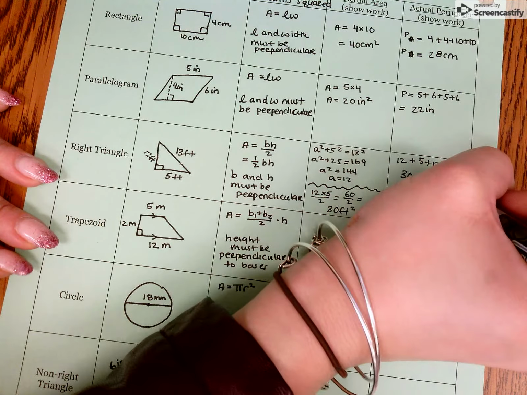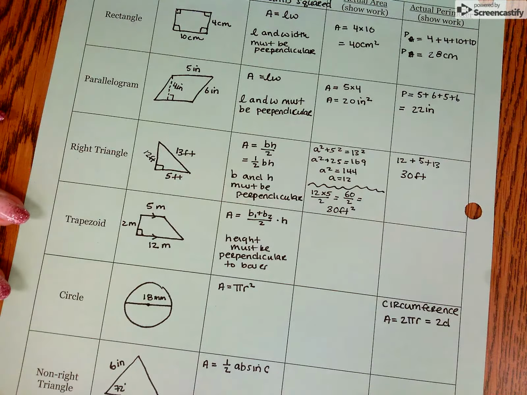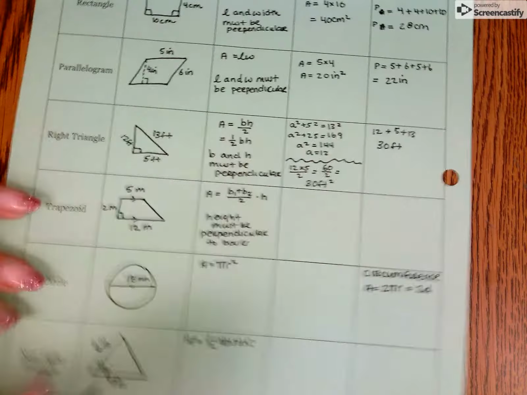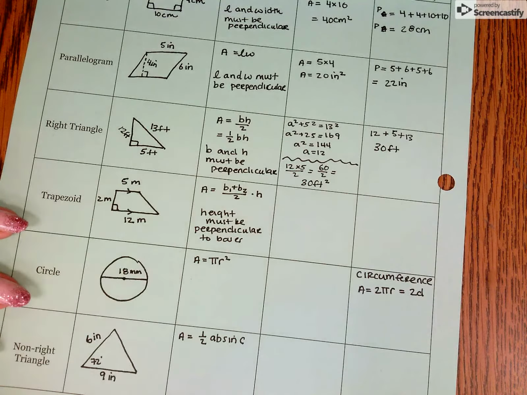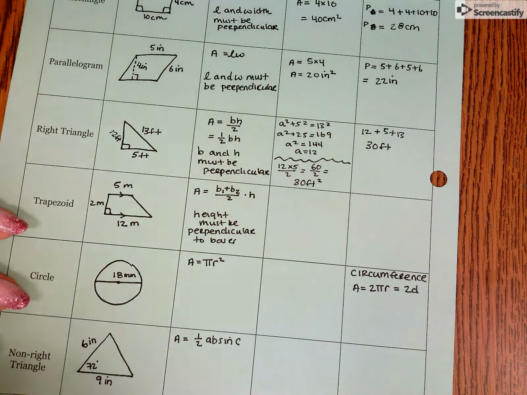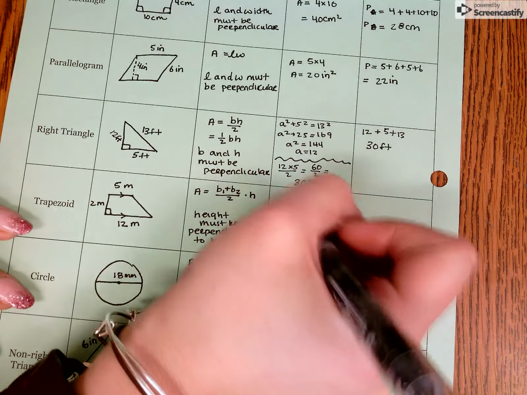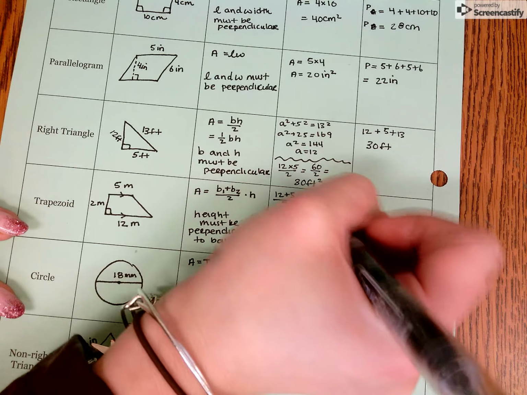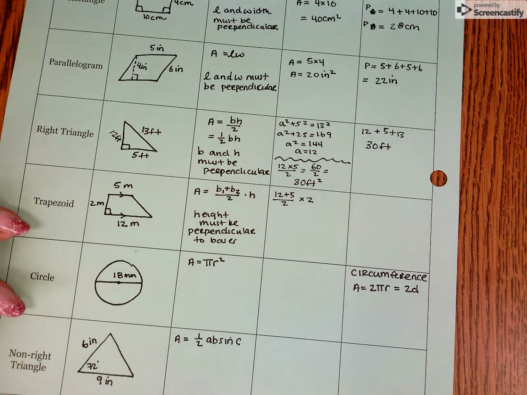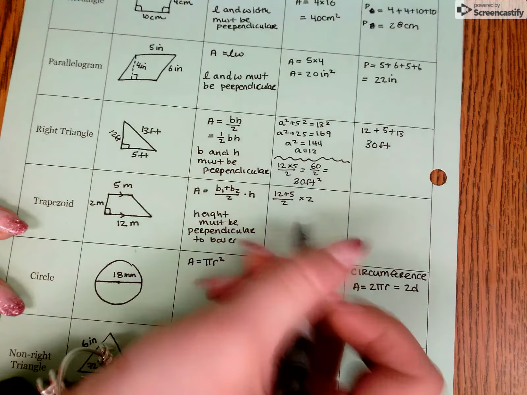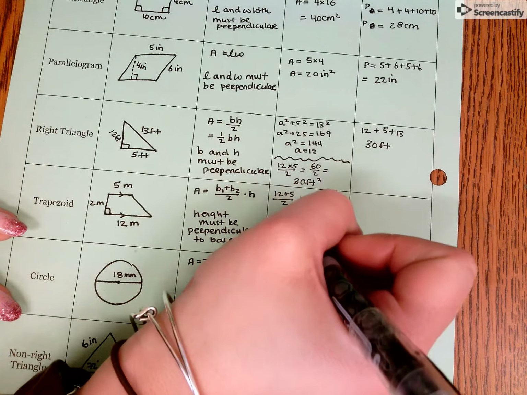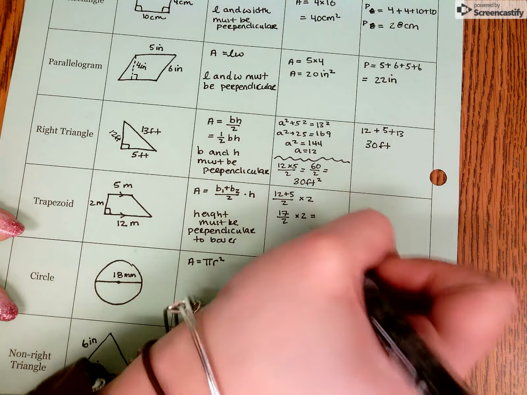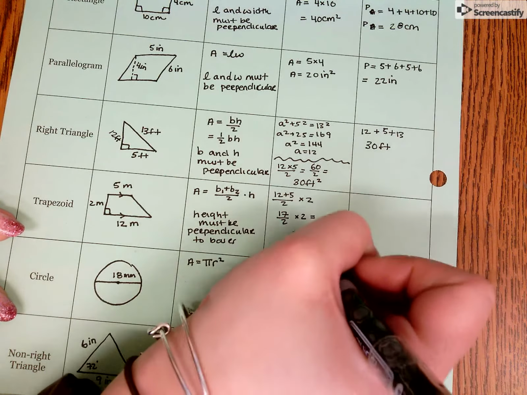Ooh, we're almost done, guys. Okay. The trapezoid. Oh, this is going to be tough. Oh, no, it's actually going to be really good. I love this problem. Okay. So base 1, 12 plus 5 plus base 2 divided by 2 times 2. Right? I could have said 5 plus 12. You can add in either direction. It's the same thing. So this gives you 17 divided by 2 times 2, which ends up actually just giving you 17. So my area is going to be 17 meters squared.